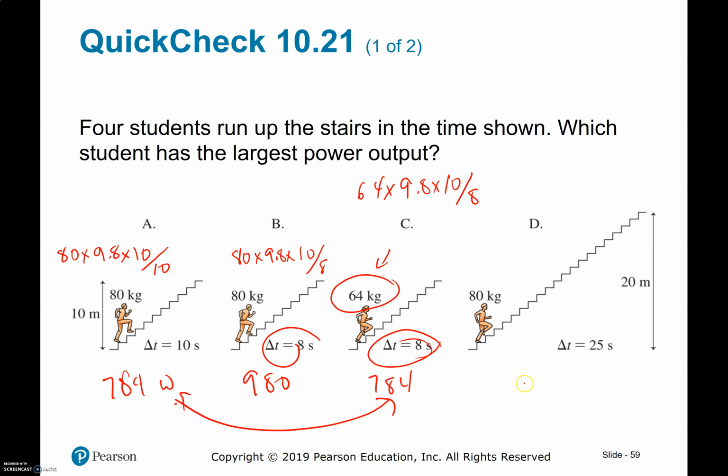And now let's look at D. D has 80 kg times 9.8 times 20, and all that divided by 25 seconds. That gives me 627 watts. So D is the one with the lowest power output. This is the main idea of power: it's just energy used per unit of time.